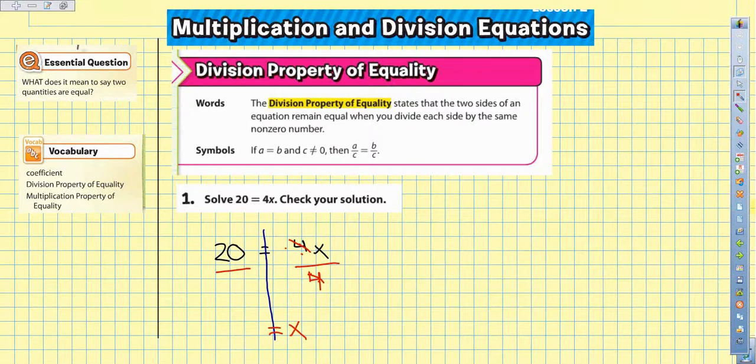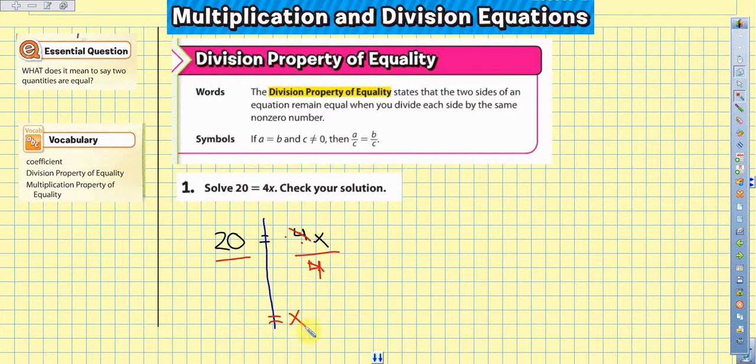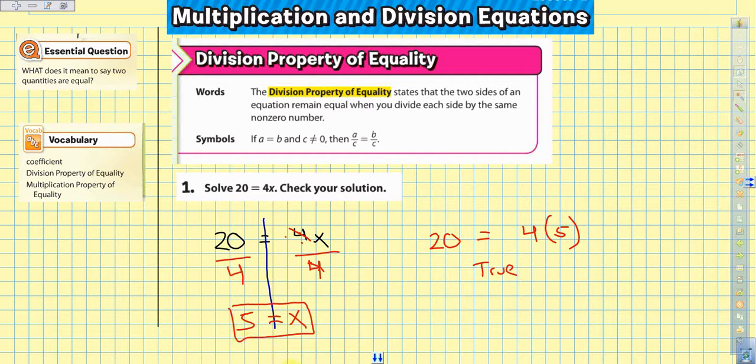This is where that identity property comes in. It maintains the x. So we have a couple properties going on here. We have the division property, and then we have an identity property that maintains. But what you do on one side, you do to the other for the equality. We're going to divide by 4. 20 divided by 4 is 5. And then you check your solution. Is this my solution? Is 20 equal to 4 times 5? Yes, that's true. Therefore, that would be my answer.